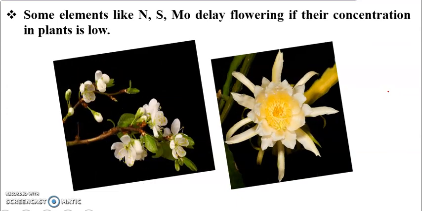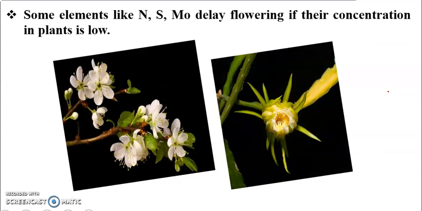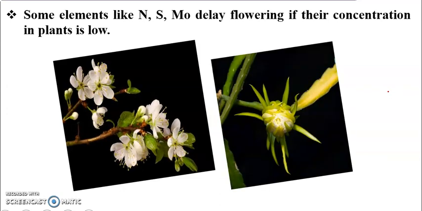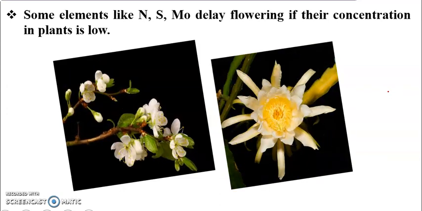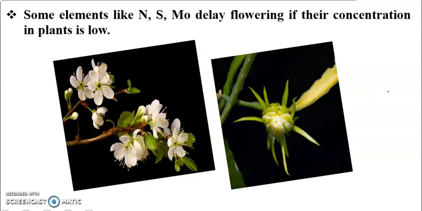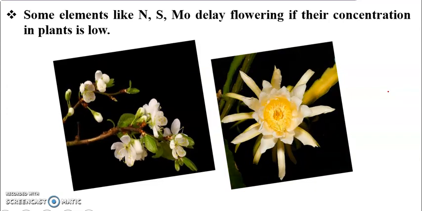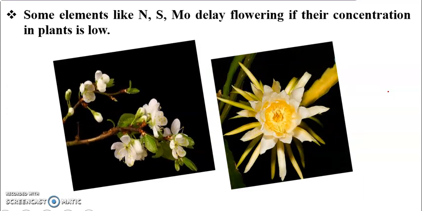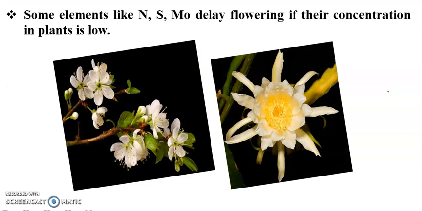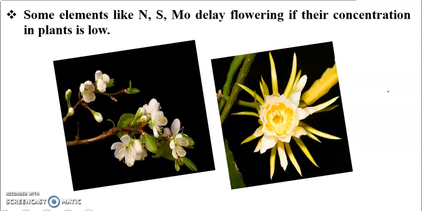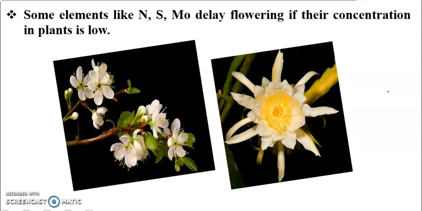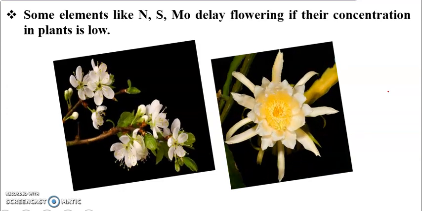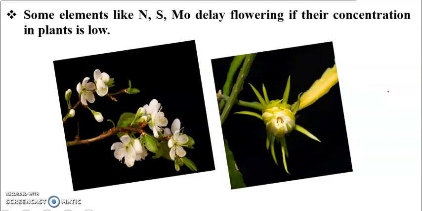Now, some elements like sodium, potassium and molybdenum, if their concentration is low, inhibit flowering or delay flowering. Let us say flowering has to happen in July, and it should start at the first week of July. The flowering may start somewhere at the third week of July. Or even if it starts, the bloom does not stay for a very long time. All this happens due to the deficiency of nitrogen, sulfur and molybdenum.